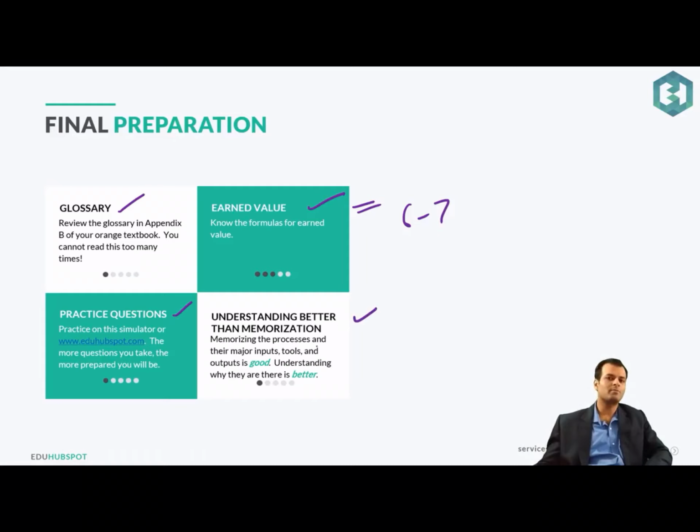Understanding is better than memorization. All of these concepts, what I'm trying to do over here is make sure that you understand the concepts. I don't want you to memorize anything. Of course I do, but not purely. Memorization cannot replace the concepts. We have to work towards building your concepts, which will go a long way.